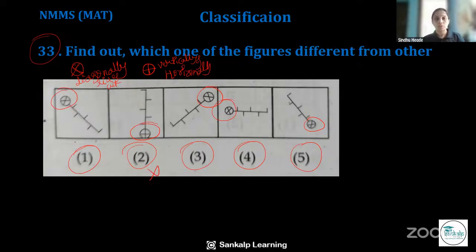So this one is different. Let me see the remaining figures. Come to the third one. Here also the circle contains two lines crossing each other. But this one is also diagonal. They cross diagonally. And the fourth one also contains lines like this. This one is also diagonal.